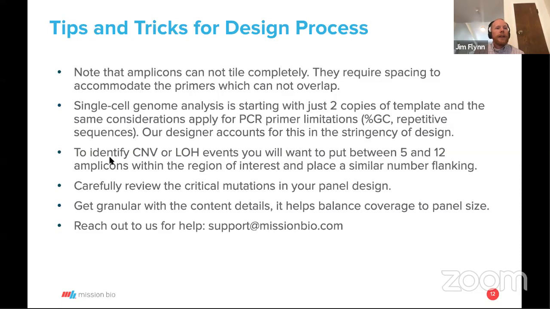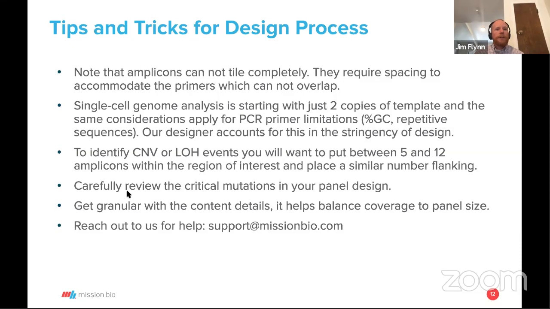Next, to identify copy number changes or loss of heterozygosity events, you're going to want to put between 5 and 12 amplicons within that region of interest. And then also place a similar number of amplicons flanking those regions. So essentially, when you have flanking amplicons, that's like the control region. So if you wanted to call a copy number change, you'll have your region, which is diploid, and then you'll have the target region of interest where you expect the CNV change, and then you can call that based on reduction in reads mapping to those regions. And I'll show you an example of that when we go to the live demo.